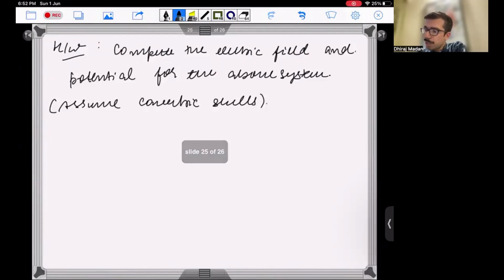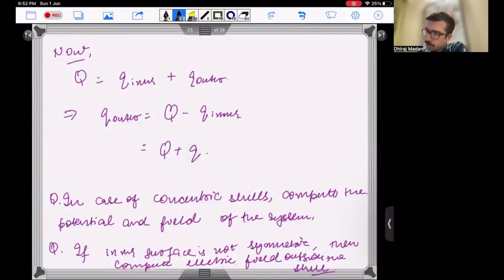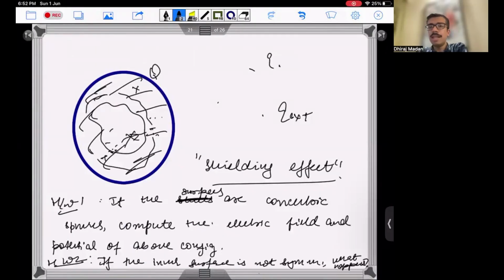So for example, if you have an electrostatic cavity, and let's say the total charge on this conducting medium is capital Q, and let's say there are some external charges also. We saw that within the cavity, the net charge on the inner surface is always zero. Moreover, there is no field inside the cavity, because if there is a field, there are going to be field lines, and that will create a potential difference, which is not possible. So this cavity shields us from all the external charges.